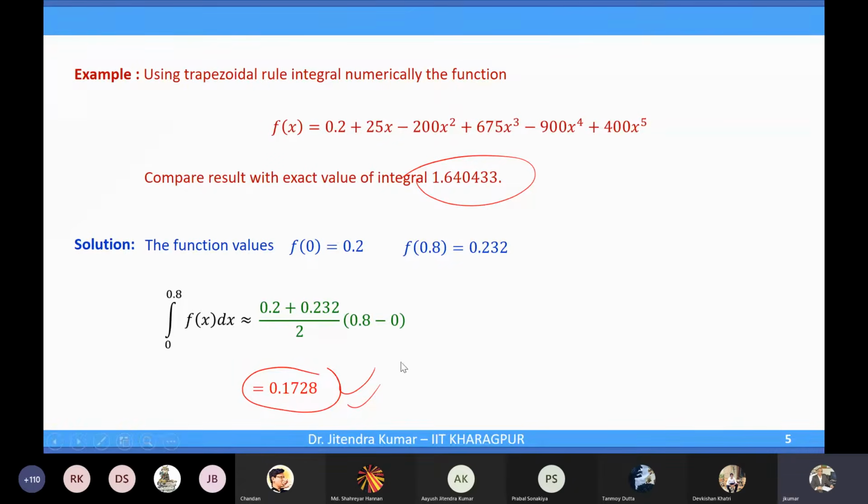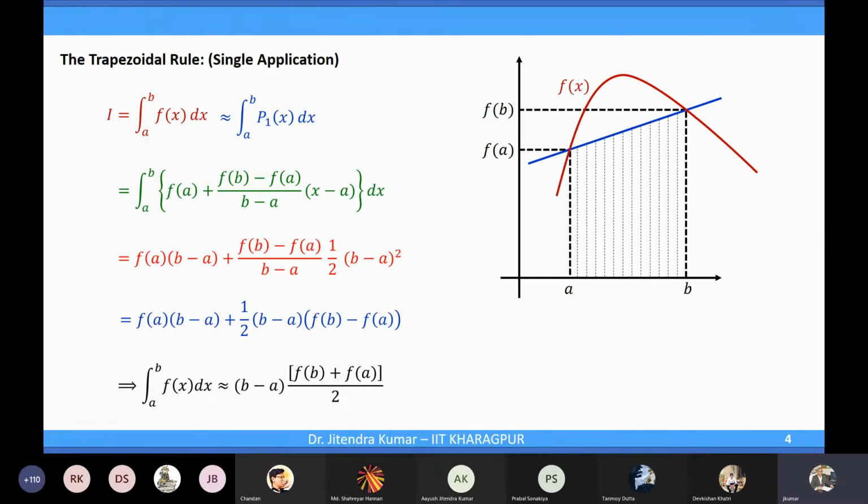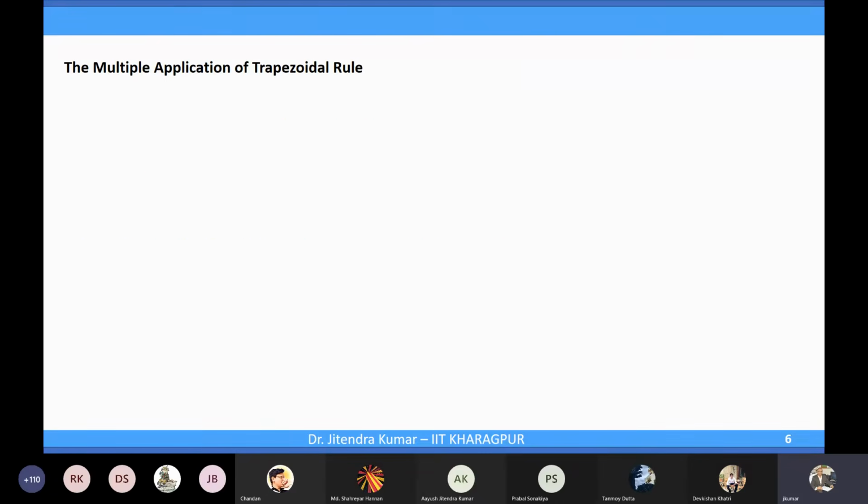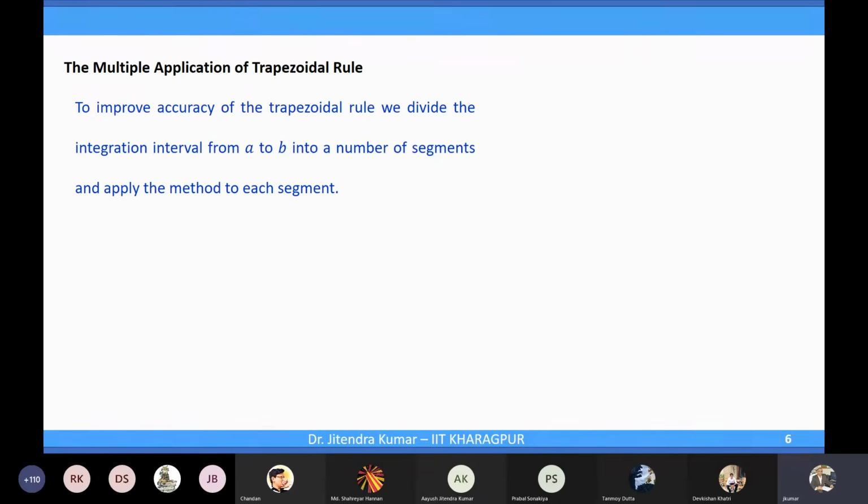The reason is clear, which was obvious from the previous figure also, because you don't know how your function is going between these 2 points, but you are just approximating by a straight line. So naturally, you cannot expect a very good result if your function does not behave like a straight line in between these 2 points. Well, now that's the reason we now get to this multiple application of trapezoidal rule.